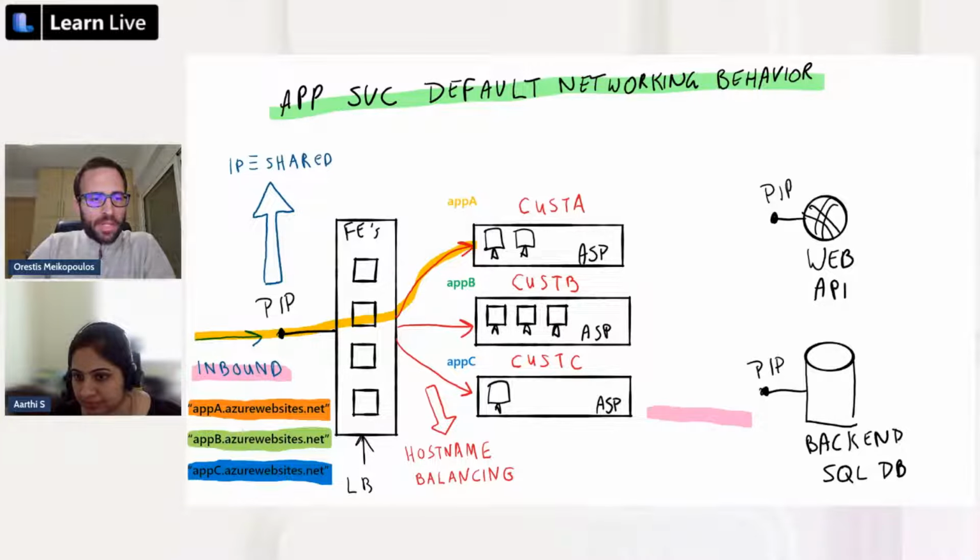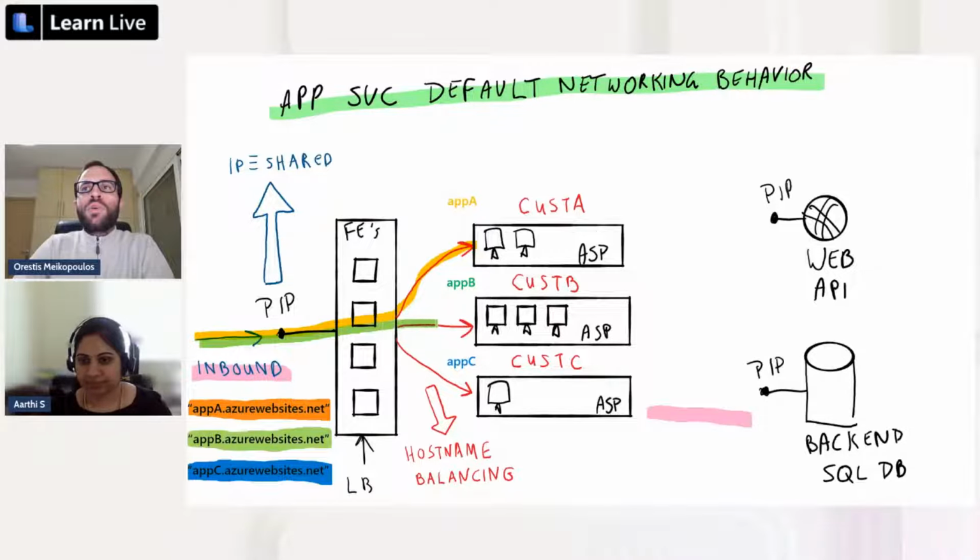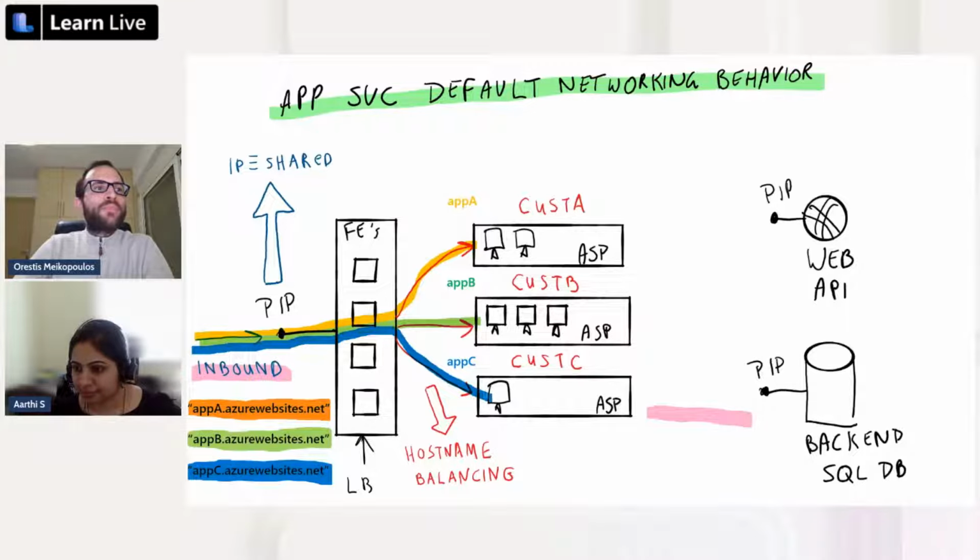Now, let me quickly change my ink color here. The same applies for the traffic destined for appb.azurewebsites.net, which will come here, reach the front-end nodes, and the front-end nodes will forward this traffic to customer B and app B in this app service plan. The same is done for the third case, appc.azurewebsites.net, where this traffic will reach this IP here. Then it will be routed to those front-end nodes that act as a load balancer, as we said, and those front-end nodes will route the traffic to app C here. This is called hostname balancing.